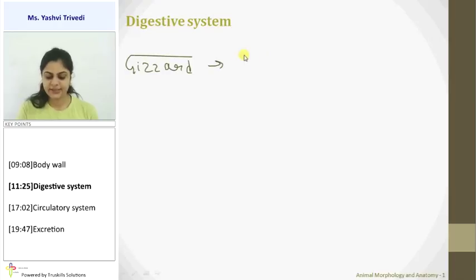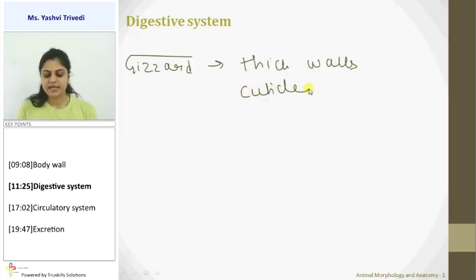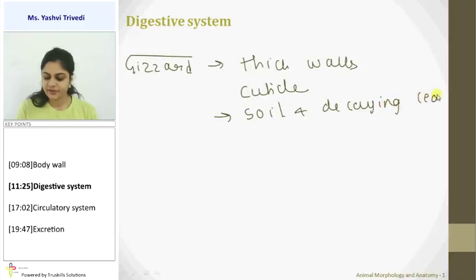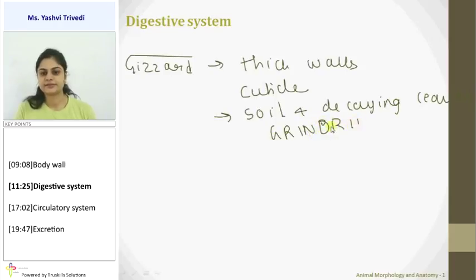In the gizzard area, the gizzard is made up of thick walls. The walls are internally covered by cuticle, and in the gizzard they also have circular muscles. Those muscles will contract and grind the soil particles as well as the decaying leaves present in the soil, just as a grinder. It will work as a grinder and grind all the food present in the gizzard. So that is what the gizzard does.